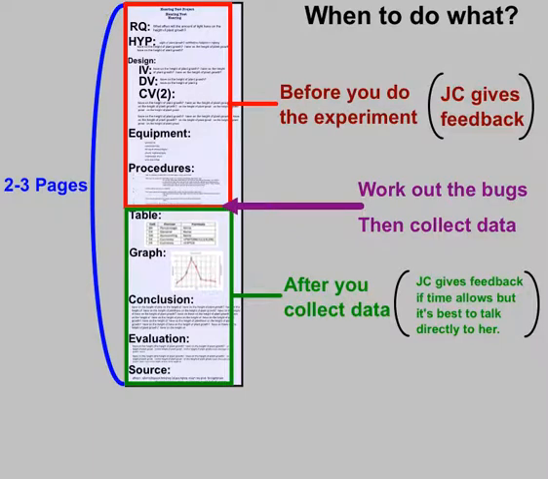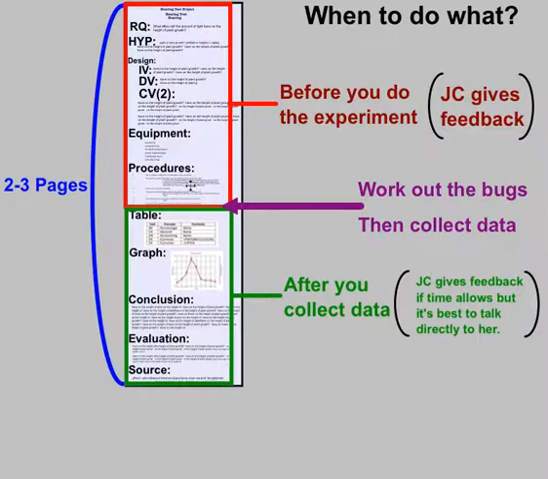So, when to do what? In a timeline of a whole lab report process, we're looking at 2 to 3 weeks, okay? It's a 2 or 3 page document when you get done. If you were to print it off on the copier, it would be 2 to 3 pages, not double spaced. And the whole first part here, from the title, research question, hypothesis, all the way down to and including your procedures, is all done before you even start doing your experiment.